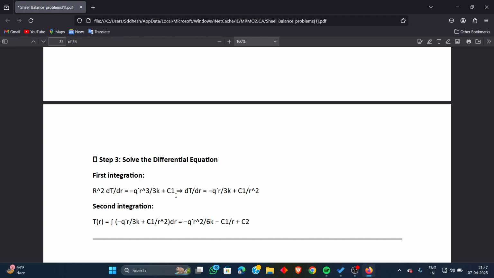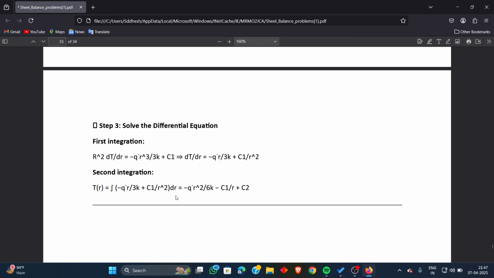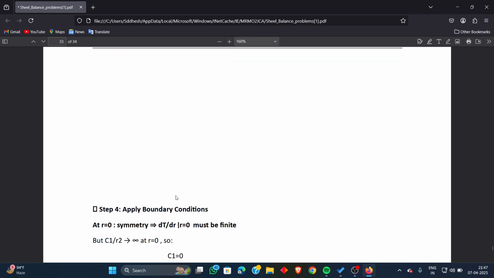Step 3, solve the differential equation. First integration: r square dT by dr is equal to minus q dot r cube by 3k plus c1, which gives dT by dr is equal to minus q dot r by 3k plus c1 upon r square. Second integration: T of r is equal to integral of bracket minus q dot r by 3k plus c1 by r square into dr, which is equal to minus q dot r square by 6k minus c1 by r plus c2.